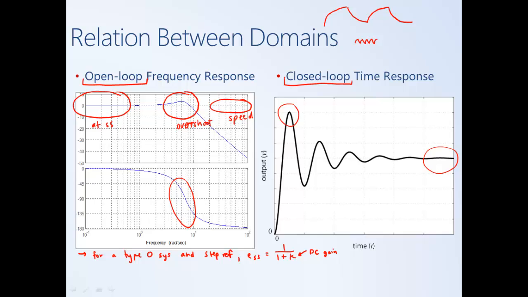So these are three basic areas to look at to tell us about steady state behavior, speed of response, and overshoot and stability. And they're further summarized on the next slide.